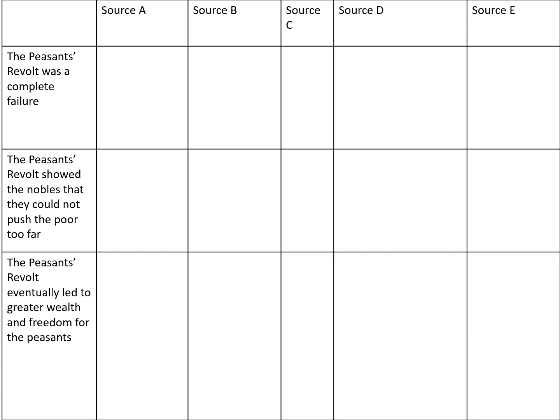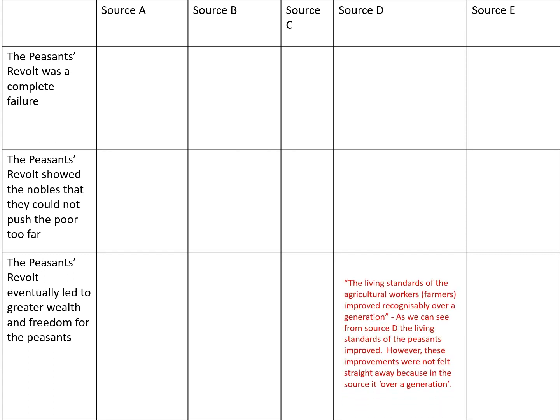So, this now source D. What do we think? Well, I'm going to give you a bit of a hand. There we go. So I've said the living standards of agricultural workers, farmers, improved recognisably over a generation. Now I'm going into a bit further depth in what I mean there. As we can see from source D, the living standards of the peasants improved. However, these improvements were not felt straight away, because in the source it says over a generation.